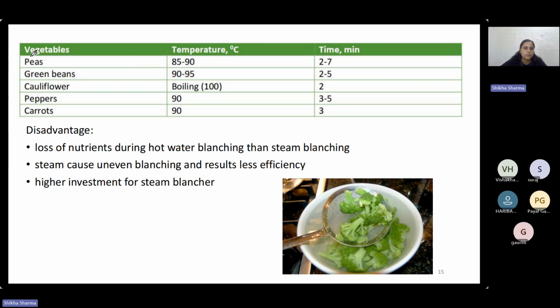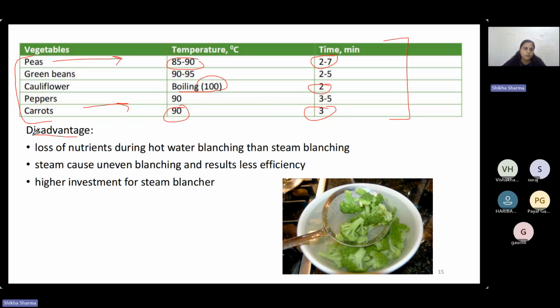For certain vegetables given here, like peas, the blanching temperature is 85 to 90 degrees and the heat treatment is done for 2 to 7 minutes. Carrots are blanched at 90 degrees Celsius for 3 minutes. Cauliflower is blanched at around 100 degrees for 2 minutes. These are examples. This table depicts examples of blanching of different vegetables.